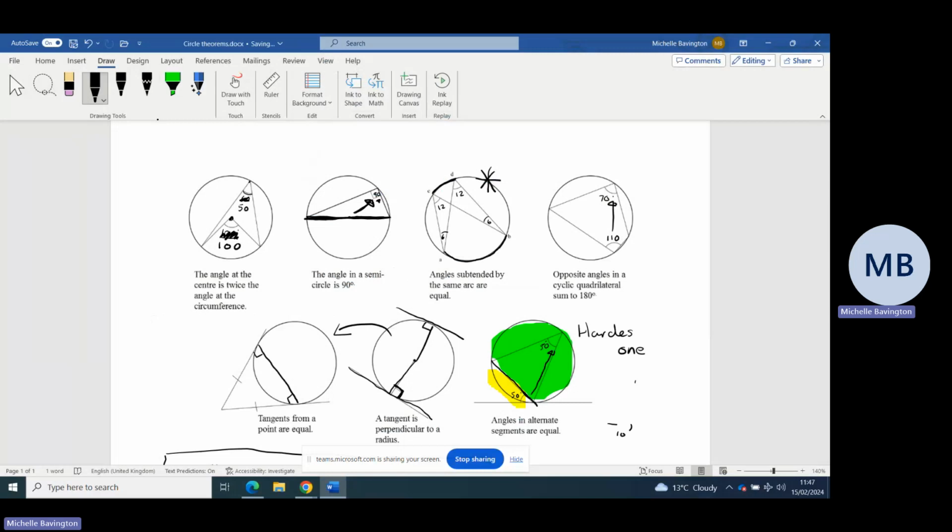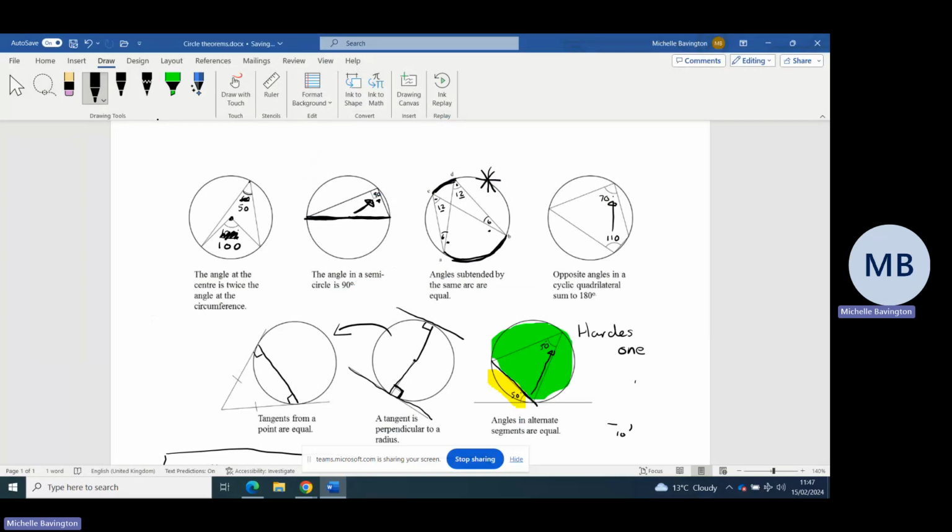Angles subtended by the same arc are equal. So this angle here and this angle here make an arc. So if one was 12, the other would be 12. And this angle here and this angle here make an arc. So if this was 6, this one would be 6.